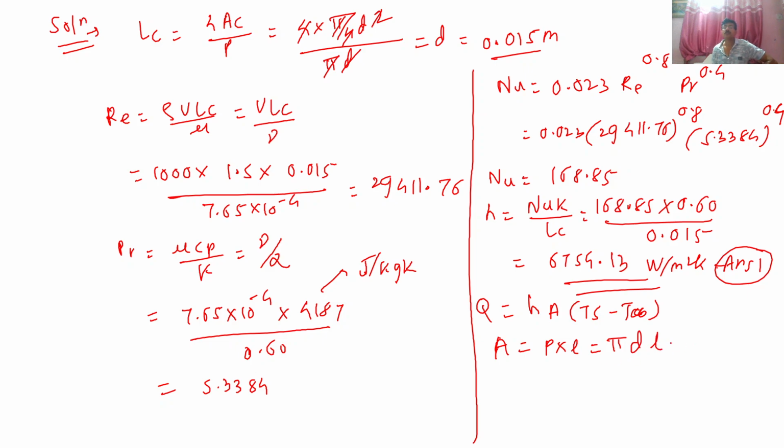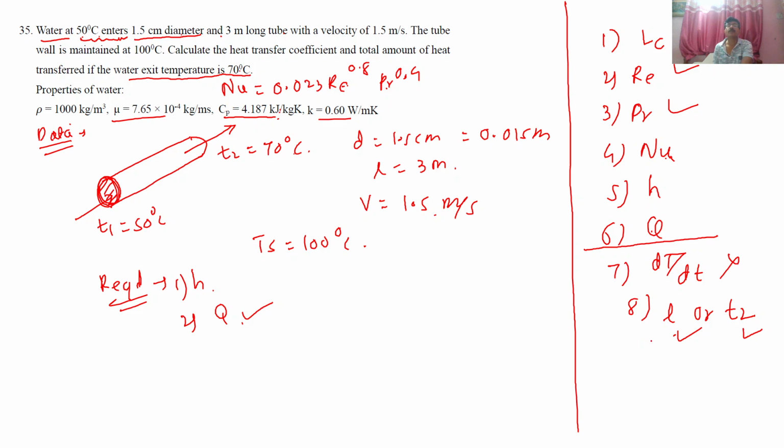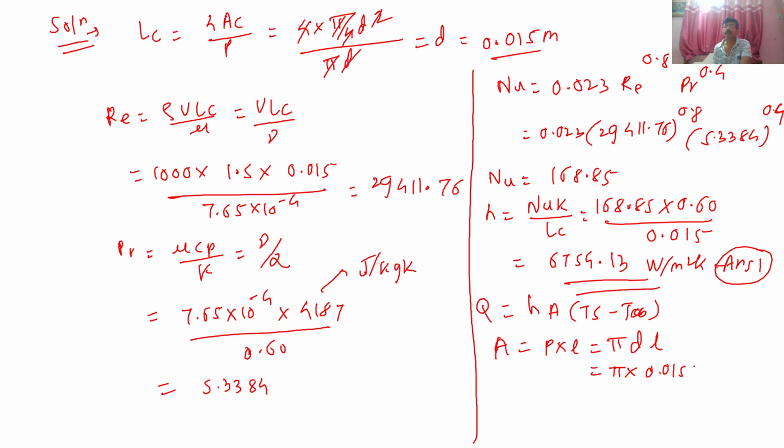Okay. So if I calculate pi into d, d is how much? 0.015. And what is L? I think length is given as 3 meter. So what is the area? The area answer is, just 1 minute, I will do it for you. Pi into 0.015 into 3, it comes around 0.1413 meter square.